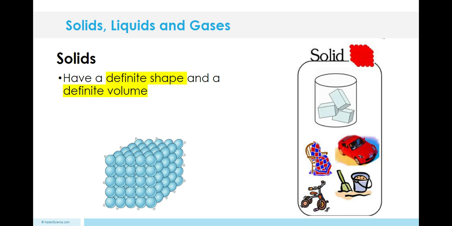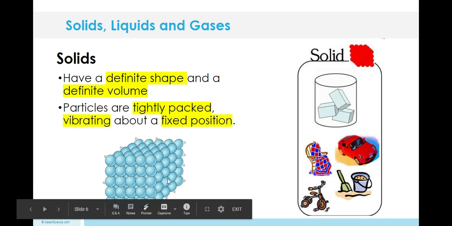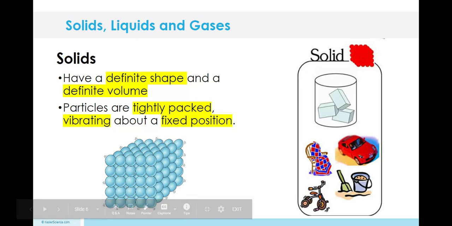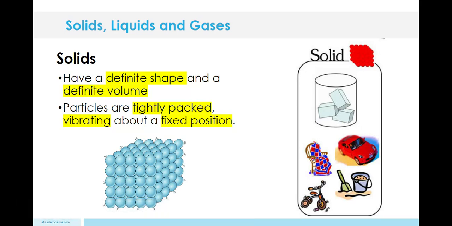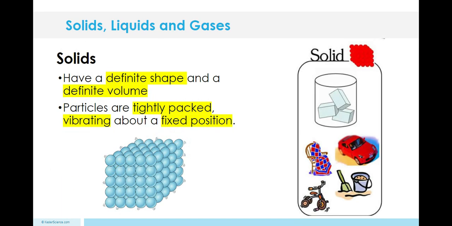So starting with our solids. Solids have a definite shape and a definite volume. You can see in our picture down here, those particles are tightly packed. There is motion there. It's just the slight vibration of the particles up against each other. And we know that shape is not going to change. The car is the car. The bucket is a bucket. That does not change.